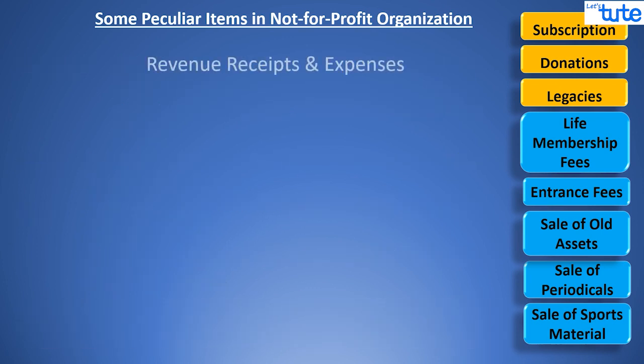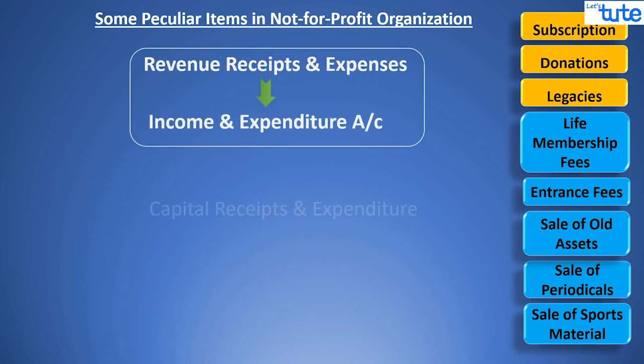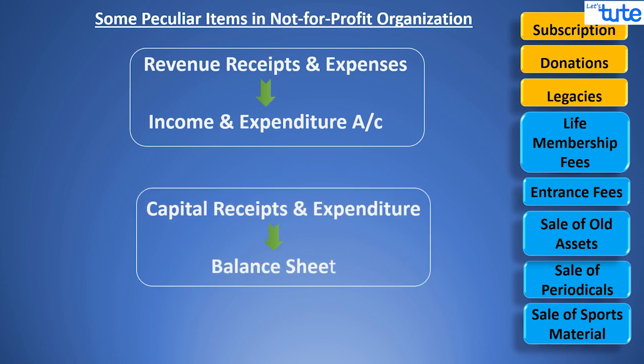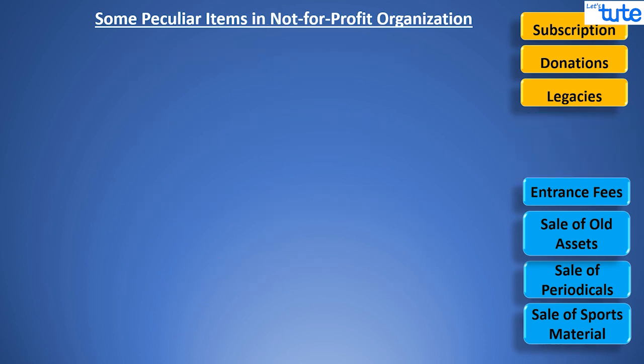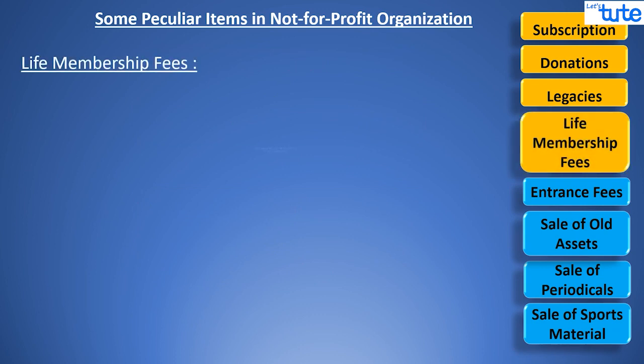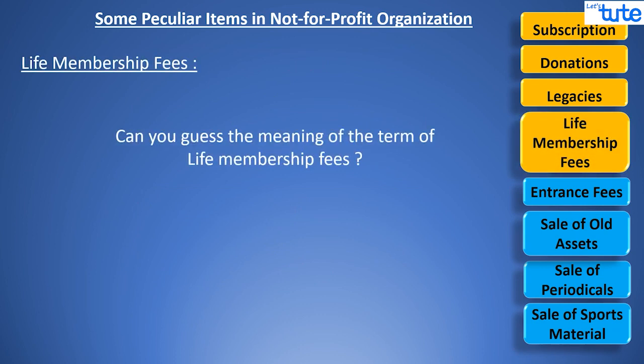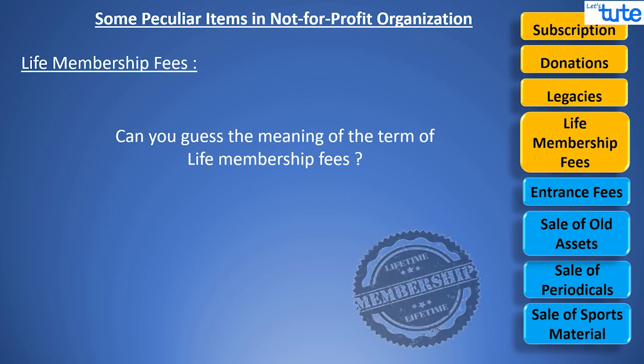Basically, revenue receipts and expenses are shown in income and expenditure account. Capital receipts and expenditure are shown in the balance sheet. So now moving ahead to life membership fees. Now friends, can you guess the meaning of the term life membership fees?